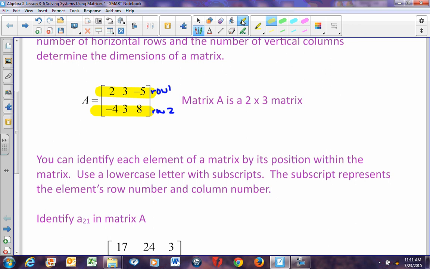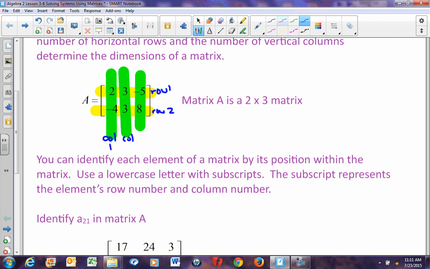And columns go up and down. 1 column, 2 columns, 3 columns. Remember, columns hold up buildings. So this is a 2 by 3 matrix, row by column. Always read row by column. Very important. You can identify each element of the matrix by its position within the matrix.